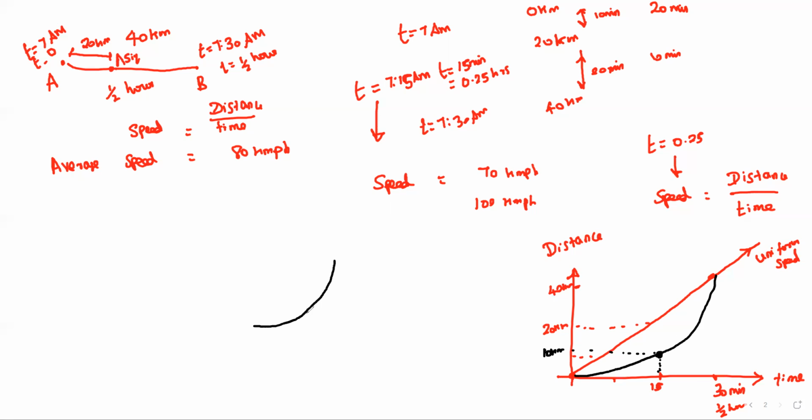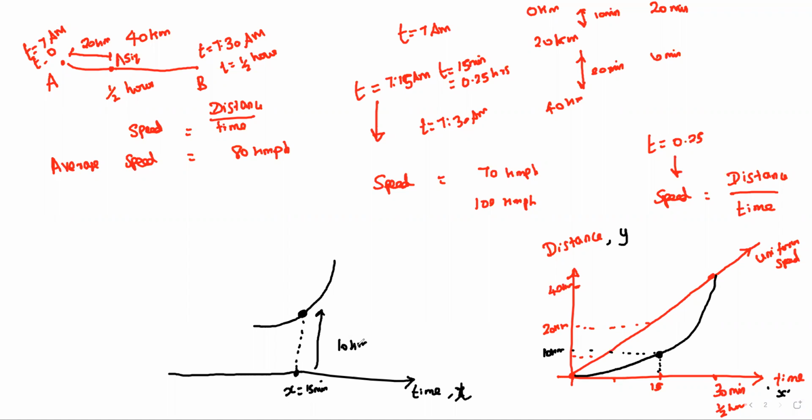So let me zoom this graph. I want to calculate the speed at this position. On the x-axis I'm taking time, and the distance, let it be y. Sorry, distance is y and time I just take as x. Now at this time, that is x equal to 15 minutes, you may travel 10 kilometers.